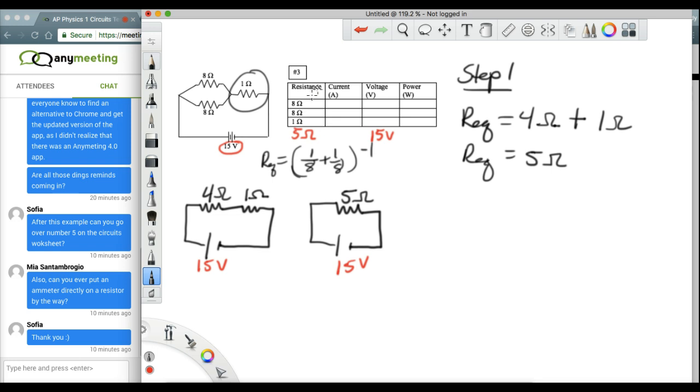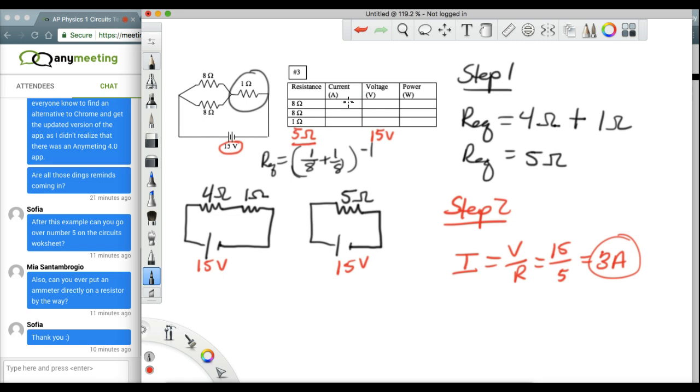So now that I have total resistance and total voltage, step 2 would be to find the current of the entire circuit, which is going to be voltage divided by resistance. My total voltage is 15 volts. It's given in the diagram. And this R is the one that I just found, the equivalent resistance, or you can think of it as the total resistance of the circuit. That's going to be 5 ohms. So the 15 volts divided by the 5 ohms gives us a current of 3 amps.